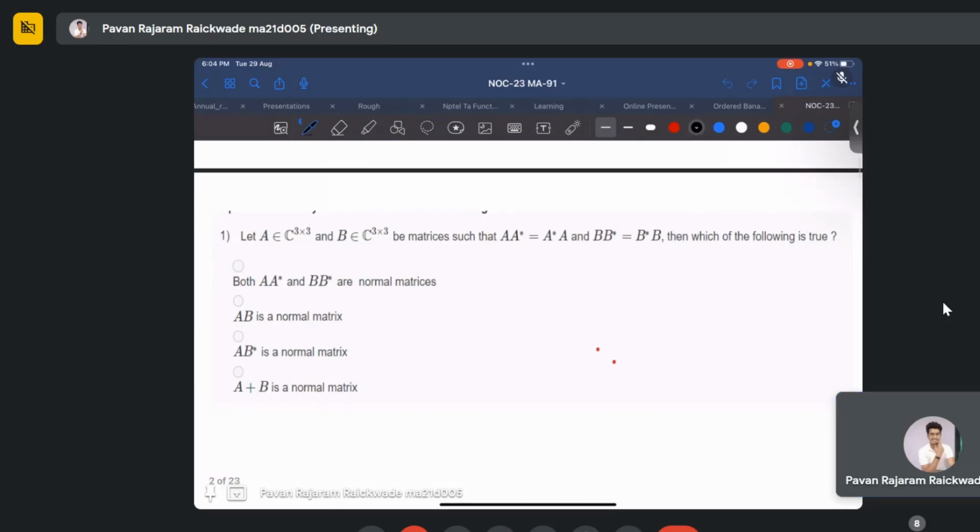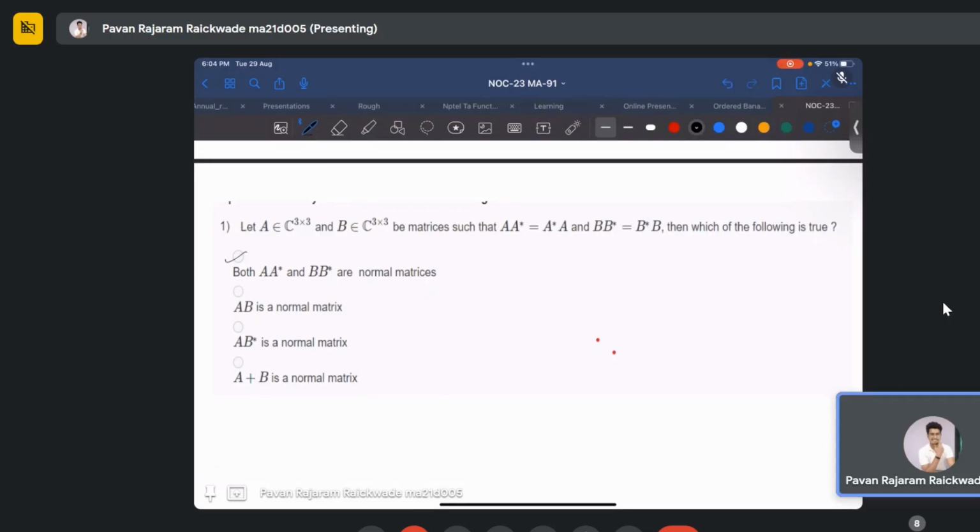So I think, sir, both A star A and B star B are normal. Yes, that's correct. Now I ask, is this required, for A star A and B star B to be normal? Is it always the case, for any A and B, that A star A and B star B are normal matrices? Let's see, what is A star A star? Which is A star star A star, and A star again. So A star A is self-adjoint. Of course, self-adjoint matrices are always normal matrices, right? So even if A and B are not normal, what we can conclude is A star A and B star B are always normal matrices. In fact, they are self-adjoint matrices.